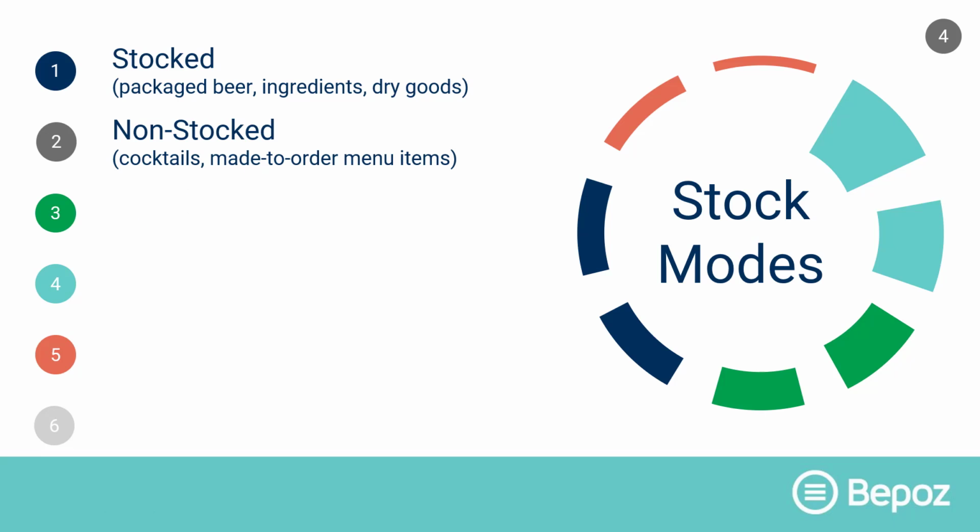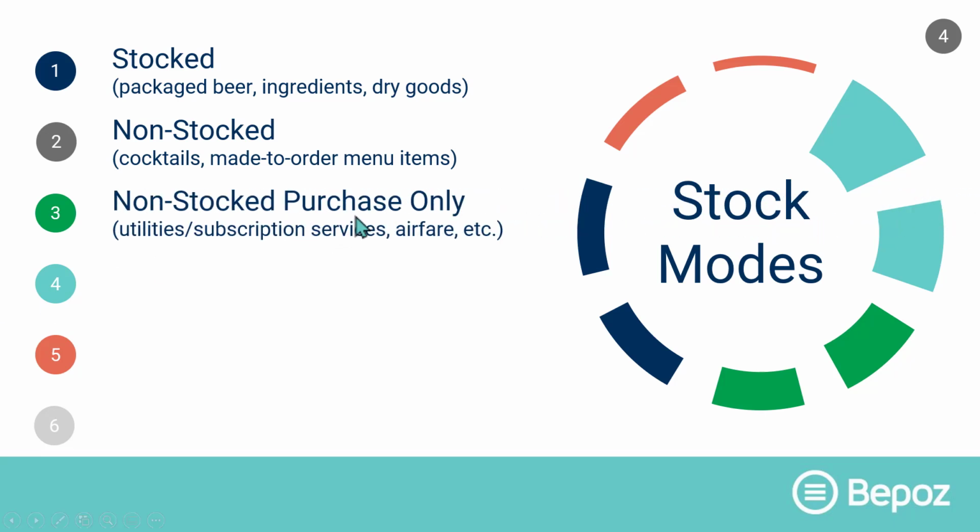Now, in contrast to that, we do have a stock mode called non-stock purchase only. This is a newer stock mode as of version 4.7, so if you're on an older version of the software, you won't see this stock mode. It is meant to be used for intangible purchases, so things like utilities, airfare, etc. So not only are they non-stocked products, they're not even really products, but intangible things that cannot be sold or really have anything done with them in the system other than track and report on their purchases.